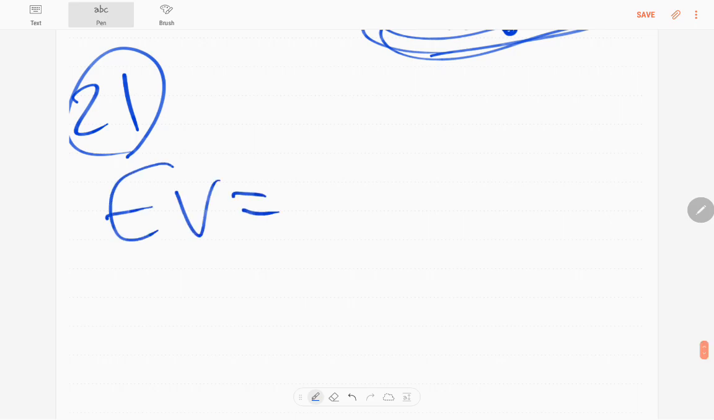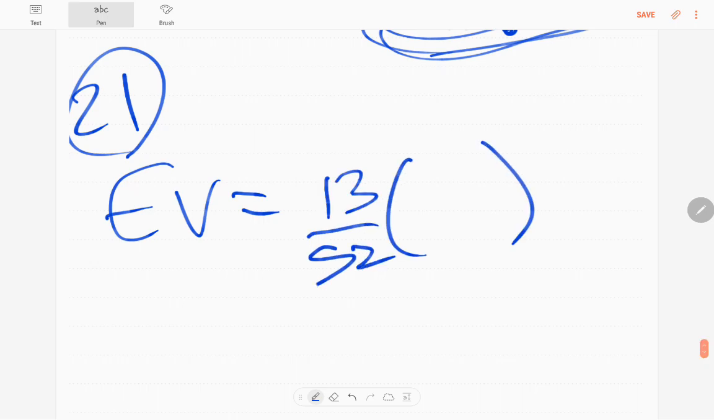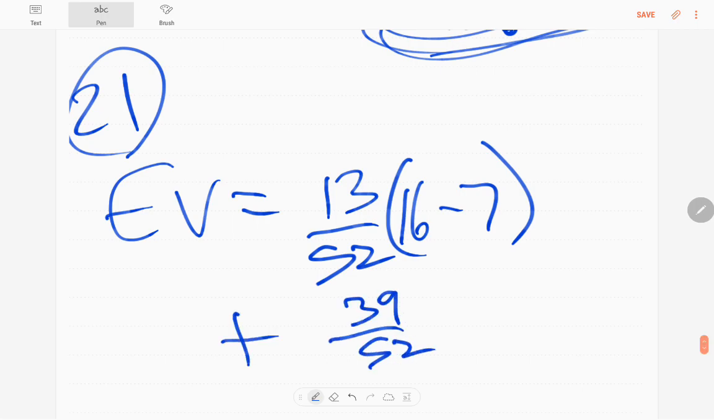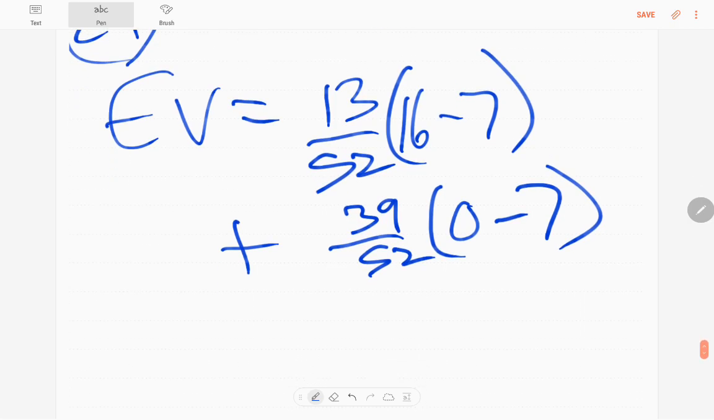Okay. So they only win if they get a spade. And the probability of that is 13 out of 52. But if they win, they get $16. But remember, they had to pay $7 to play. But that means there are 39 losers. And in that case, they don't get anything. They just lose their $7. So let me plug all that into a calculator.